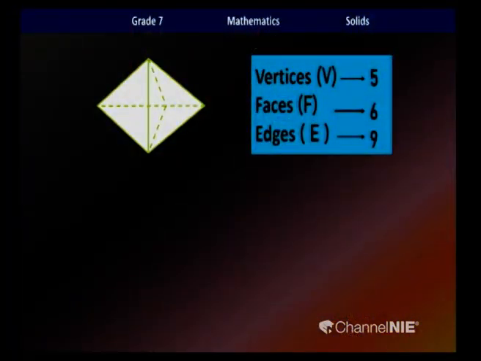We will take a composite solid and discuss the features of it. Can you see the composite solid here? Okay, how many vertices are there? Count. There we have 5 vertices.